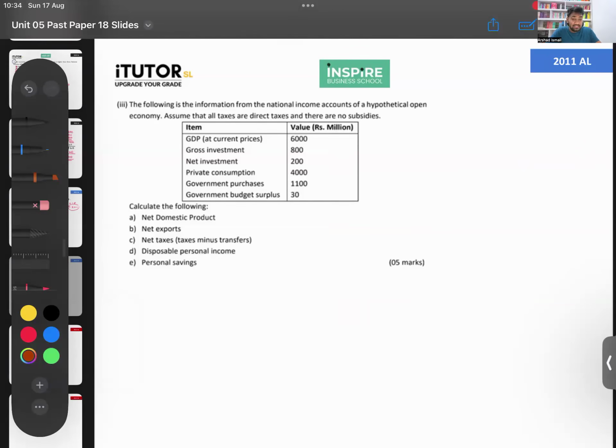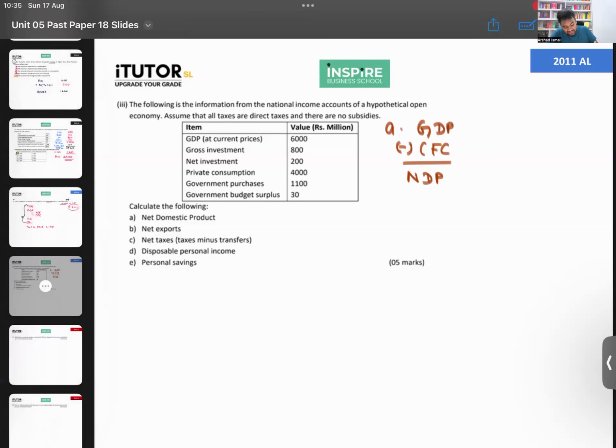All right. First one is net domestic product. How do you get net domestic product? Net domestic product comes from your gross domestic product. If you minus consumption of fixed capital, minus CFC, you get net domestic product. So how much is my GDP? They're saying it is 6,000.